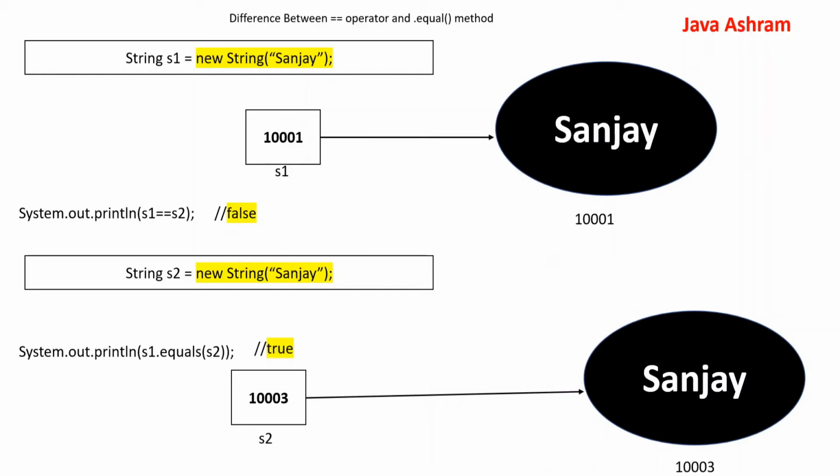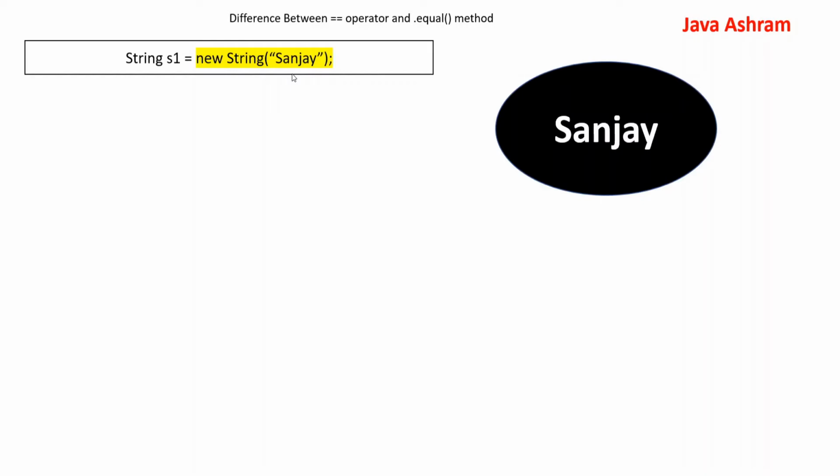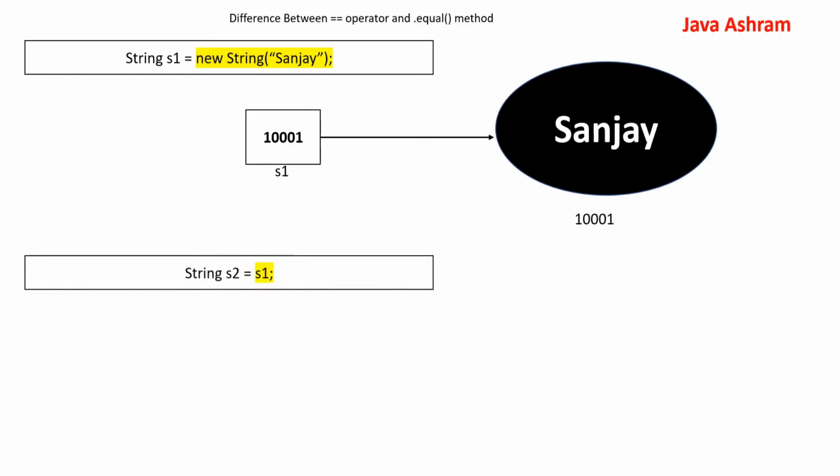Fine. So let's move to the next use case. Again, we are creating an object: String s1 = new String. As per the JVM reading this line, it will create the same kind of object in memory. Let's say the address is 10001, and s1, the reference variable, stores the address of the created object and starts referring to it. And in another use case, we are just creating a string, s2 = s1.